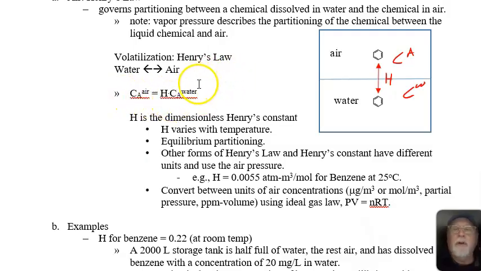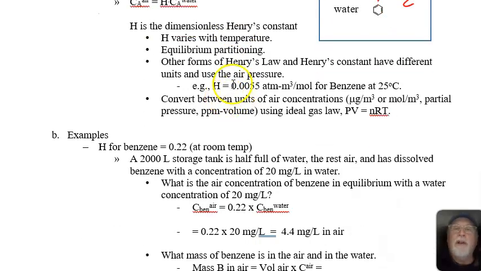For example, if you just look up Henry's law constant for benzene, a number you might find is 0.055 atmosphere meters cubed per mole. So if you have a molar concentration of benzene, you can use that and you can get a partial pressure in atmospheres in the air. It's a function of temperature. And at equilibrium, again, we talked before about how it actually takes things time to get to equilibrium.